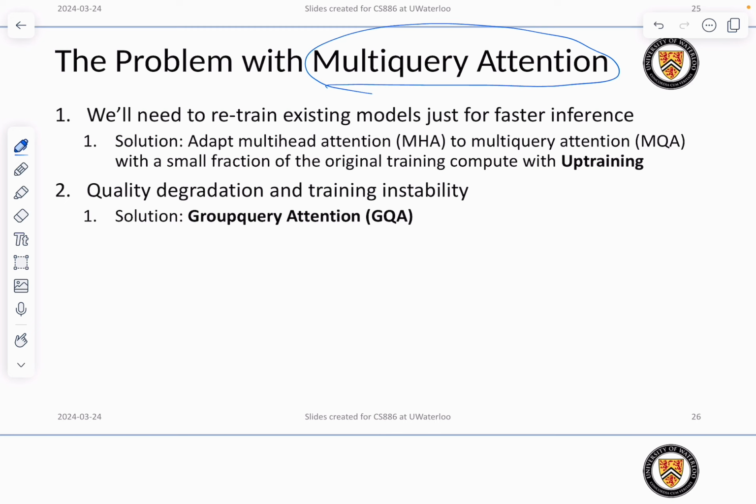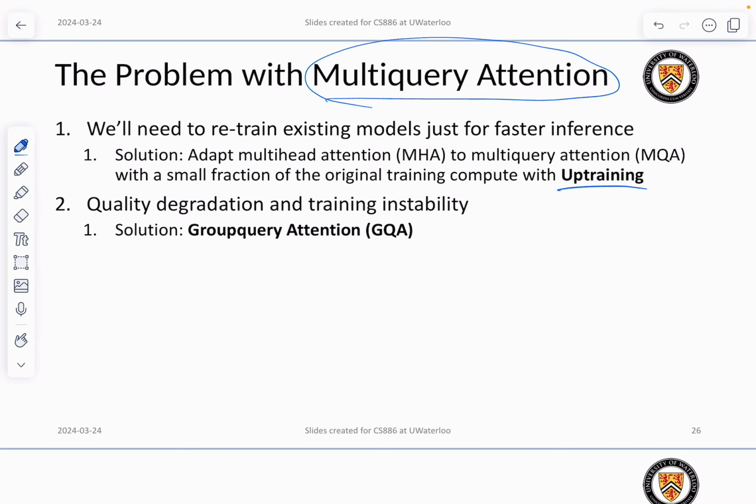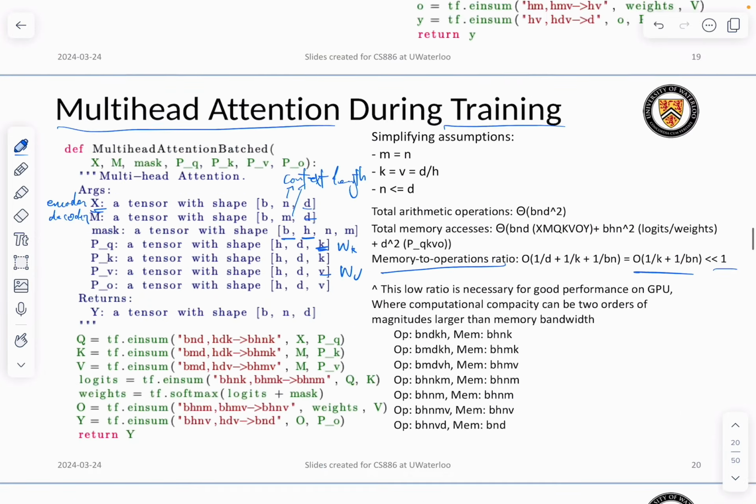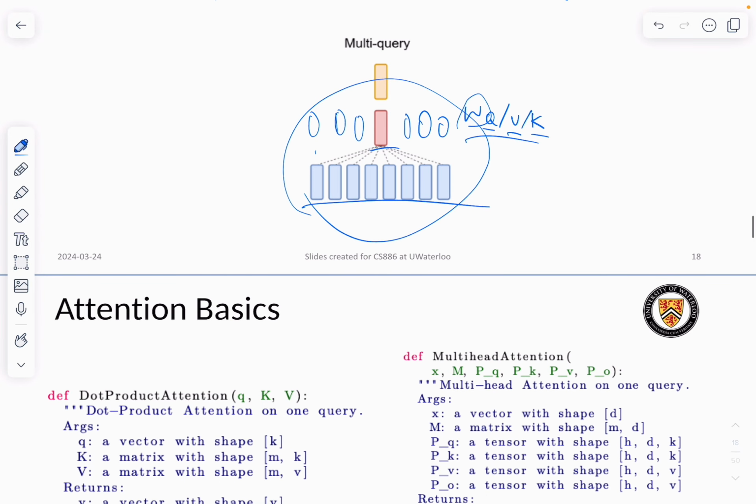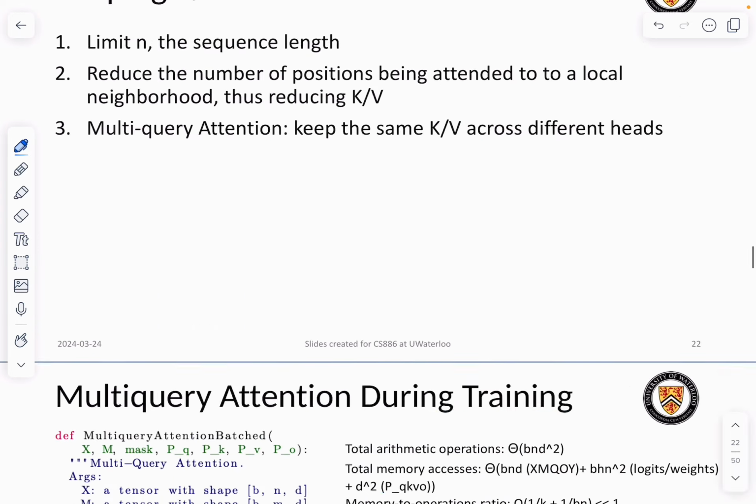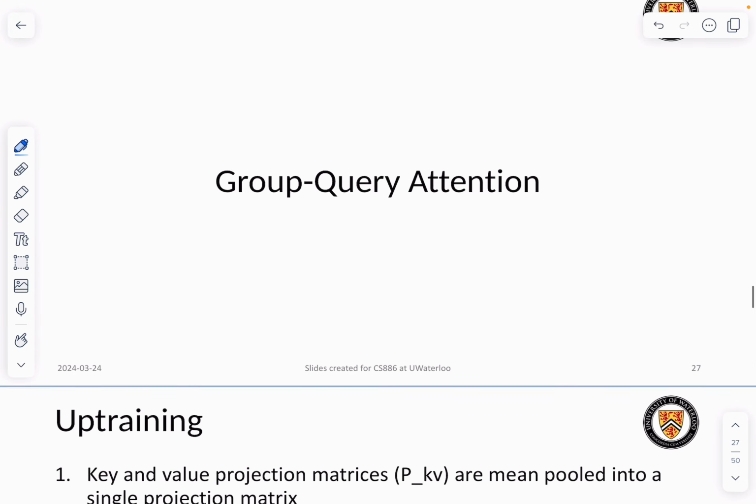So the answer is affirmative. There is. It's called uptraining. And another thing is that we want to find an intermediate stage between having, like in this example, 8 heads all sharing one KV matrix, and having 8 separate KV matrices. We want to find somewhere in between. So what if we have like 2 of them, for example? That's called group query attention. That's what we're going to cover next.